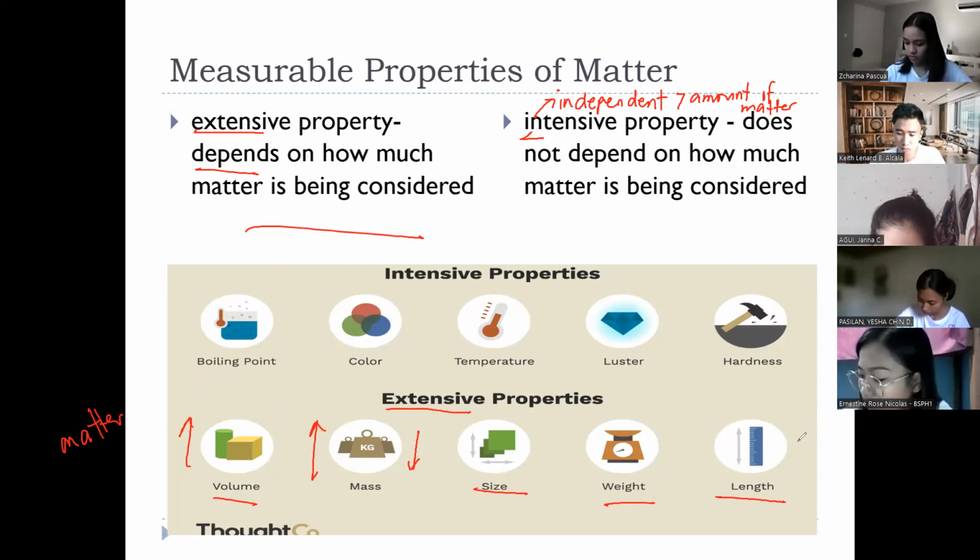Okay? Now how about the intensive property? Sabi ko kanina, independent from the amount of matter being considered. Example, boiling point. What is the boiling point of water?